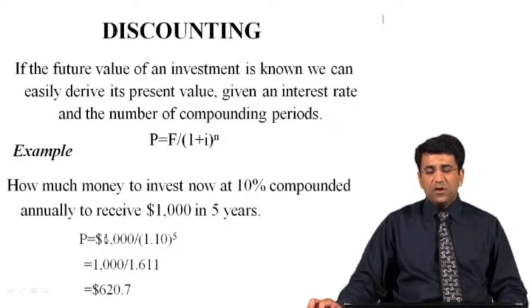So students, again we will use the same formula. P is equal to $1,000, that is the future value of money, divided by 1 plus 0.1, which becomes 1.1, raised to the power 5. If we calculate this value, it will be $620.7. So it means that the $1,000 you may get after 5 years has a value of $620.7 now, if the discounting is done annually. In this way, students, by using this formula, we can calculate the present value of money.